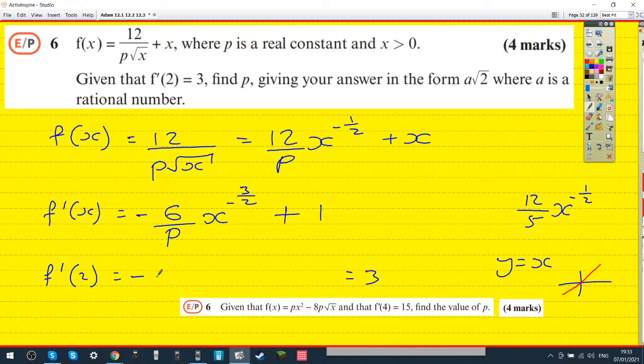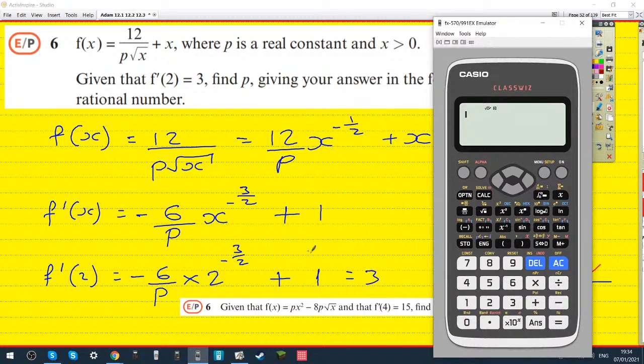Okay. So it becomes minus 6 over p times 2 to the power of minus 3 over 2, plus 1. Yeah. And then you do indices first. So that whole thing is equal to 3. They told us that the derivative, when you sub 2 in, gets you 3. We have to use that information to solve for p. You can do the indices first. I'm just going to put the whole thing in the calculator. Okay. In a graphical calculator, you can have the letter p. This calculator, all you have is x. Okay. But I'll just use x instead of p.